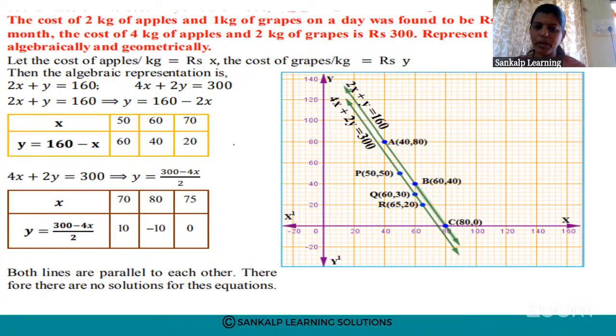Okay. So we get y is equal to once the first equation comes and y is equal to the second equation comes. So we'll make two tables for these two equations.